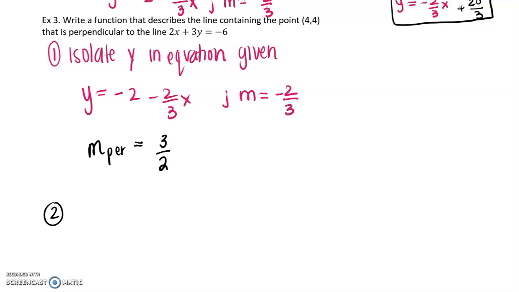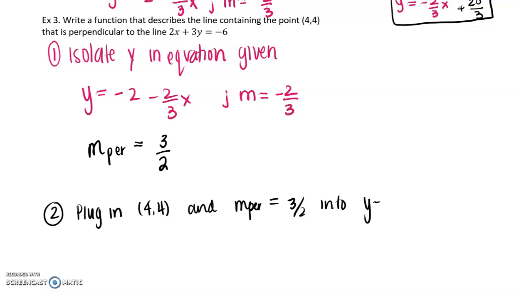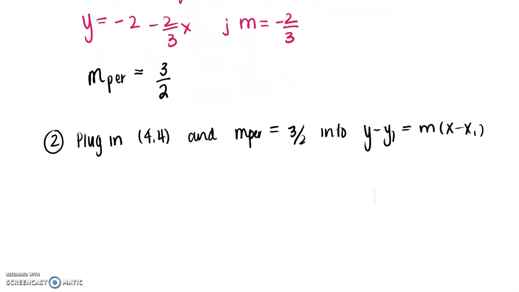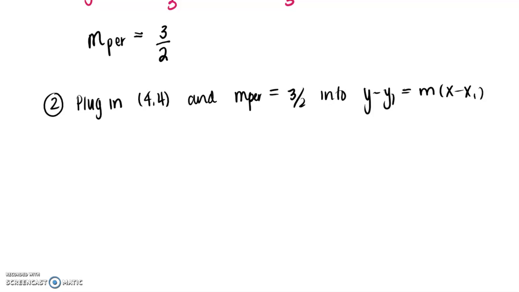And then step 2 is going to be plug in the point that they gave you, (4, 4), and the new slope, so in this case it's going to be the perpendicular slope, into y - y1 = m(x - x1). Alright, so let's go ahead and plug that in. That's going to be y - 4 = (3/2)(x - 4). I'm going to distribute the 3/2.